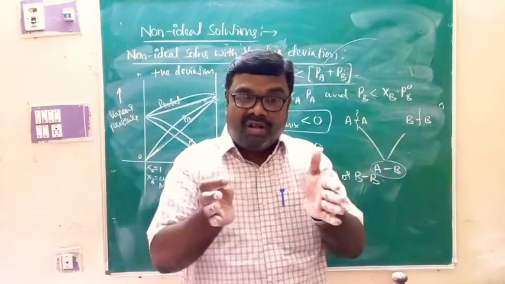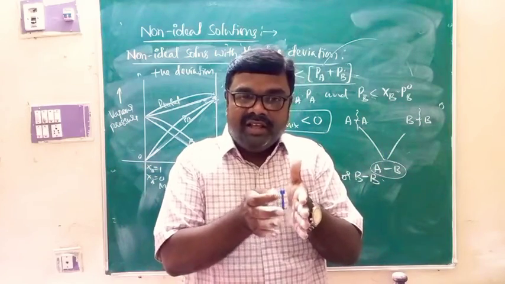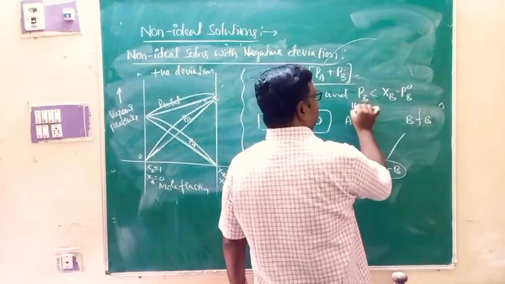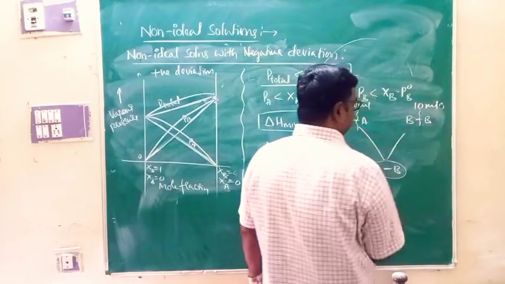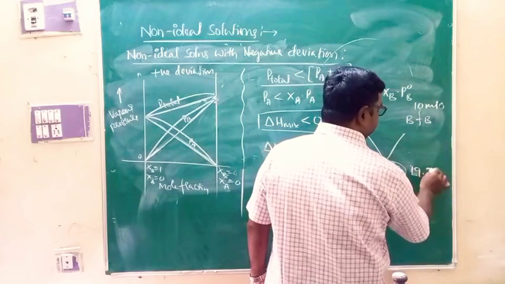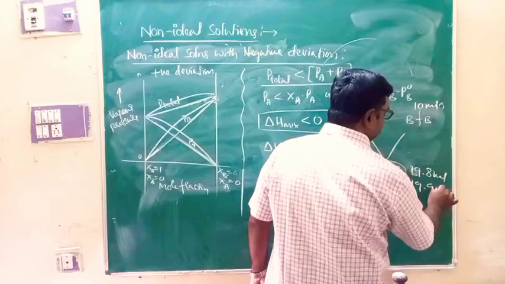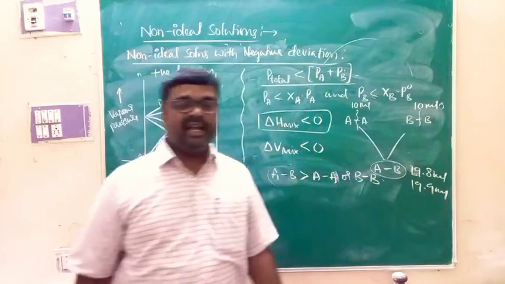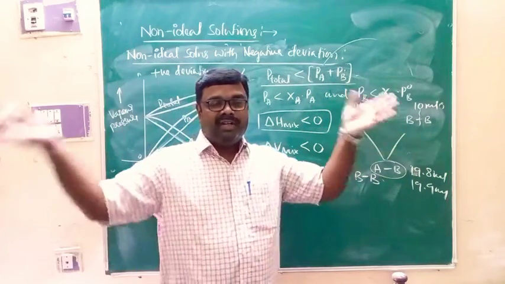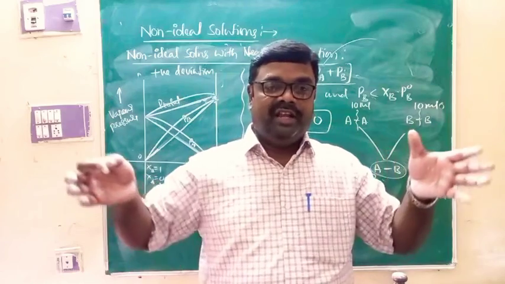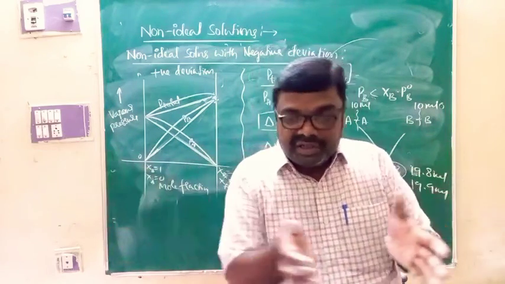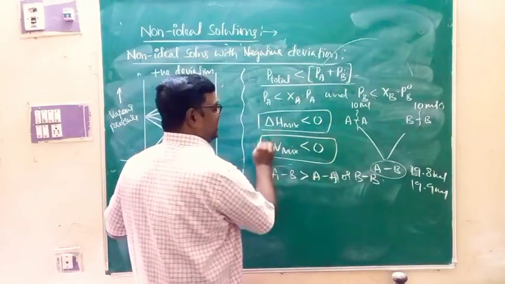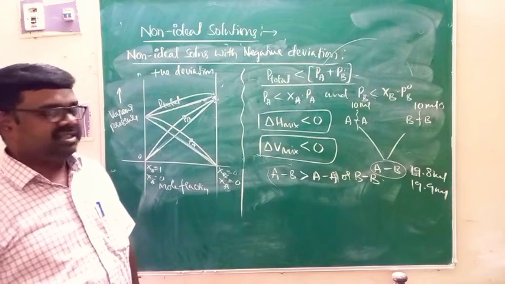A to B interactions are strong. Molecules are coming closer and closer. If molecules are coming closer and closer, volume of solution decreases. Therefore, if I take 10 ml of A and 10 ml of B, the result may be just 19.8 ml or 19.9 ml. After mixing, since the interaction between A and B molecules is strong, molecules are coming closer and closer. Total volume decreases. That's why the delta V of mixing is negative.